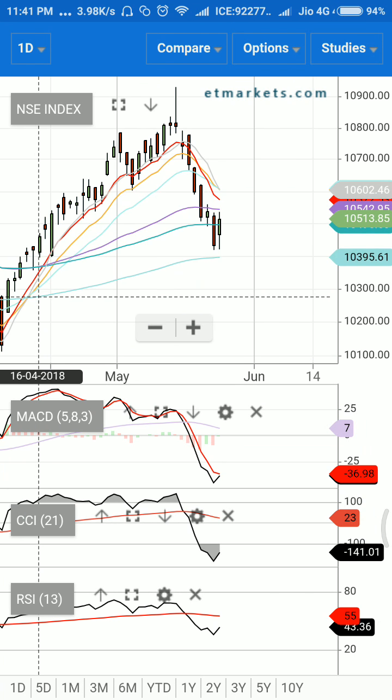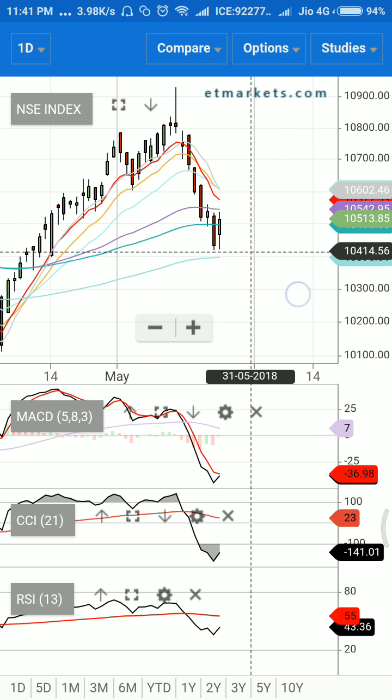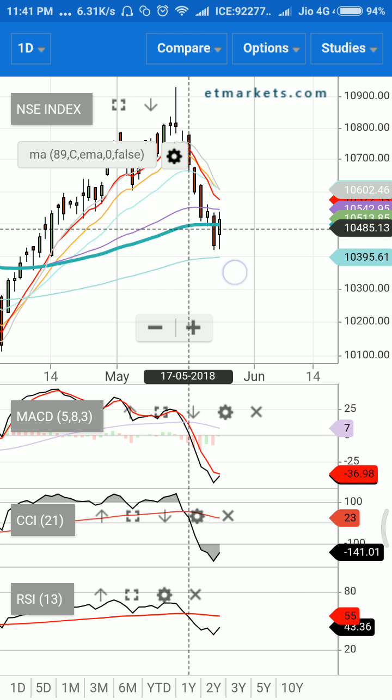If you analyze today's price action, what you can see is the previous day's low has been acting as a support for the market, and from that particular level the market did show a good up move, and finally you can see that the market has now closed above the 89-day exponential moving average.